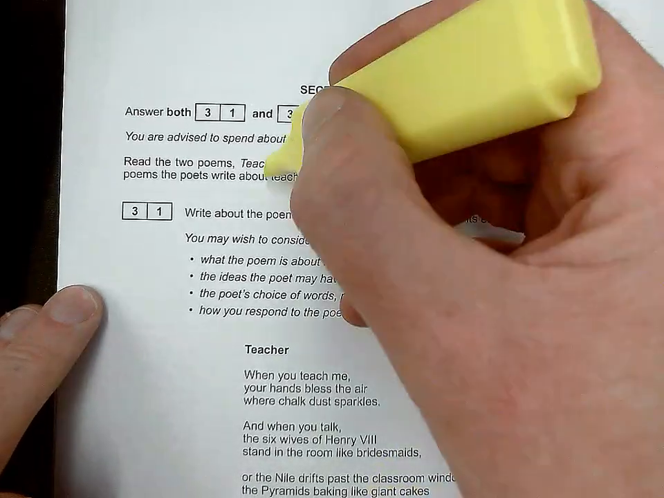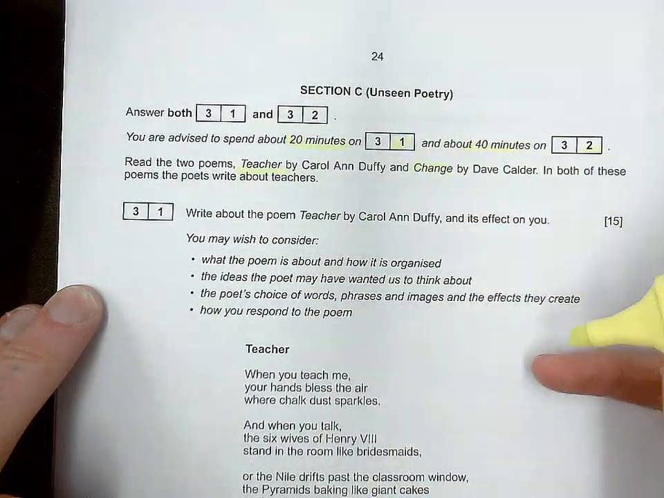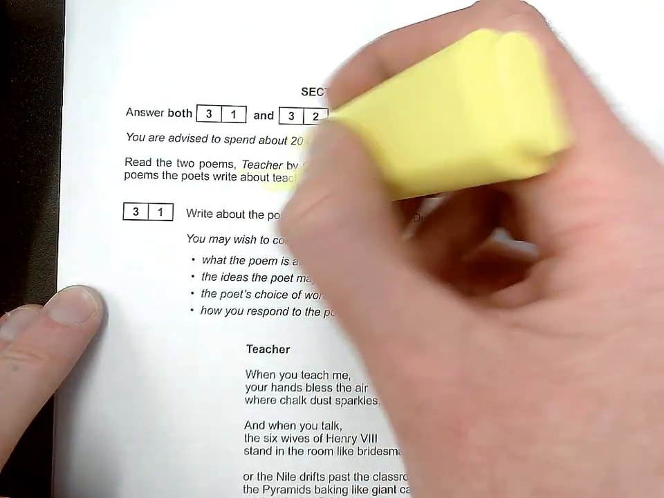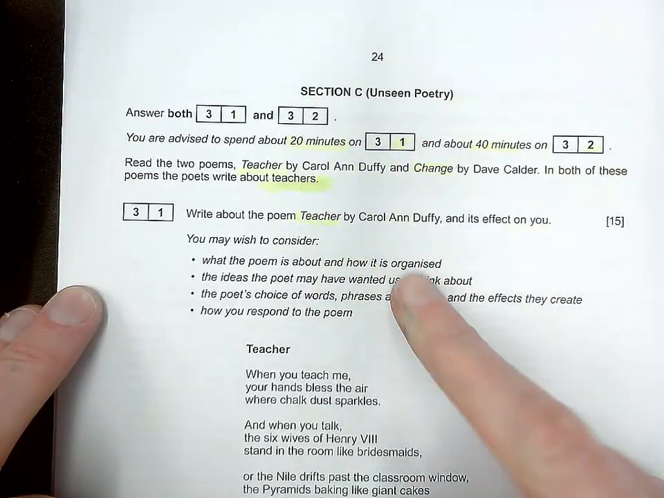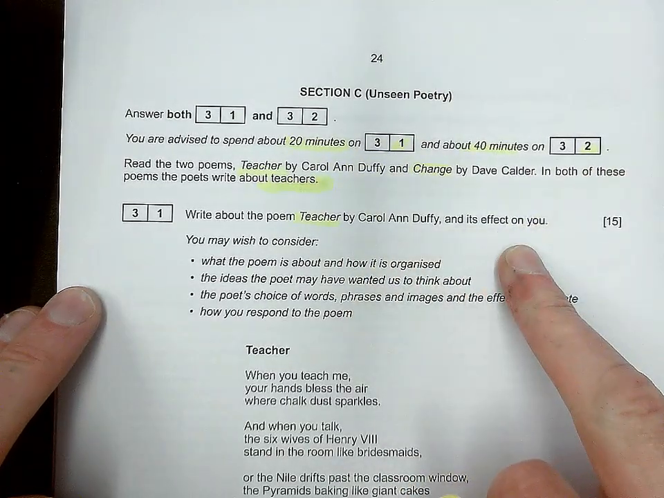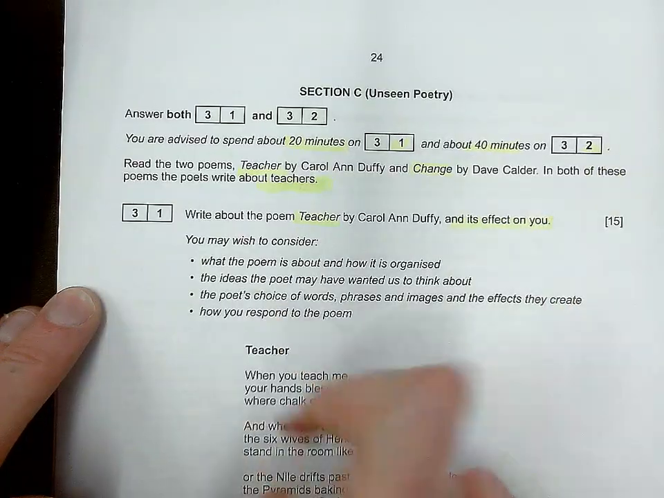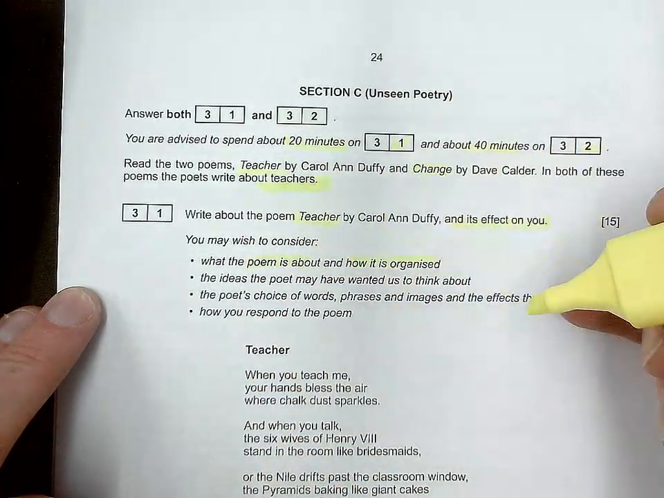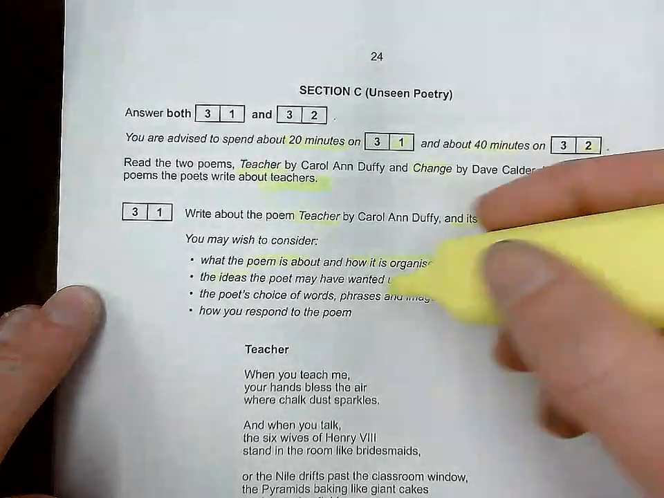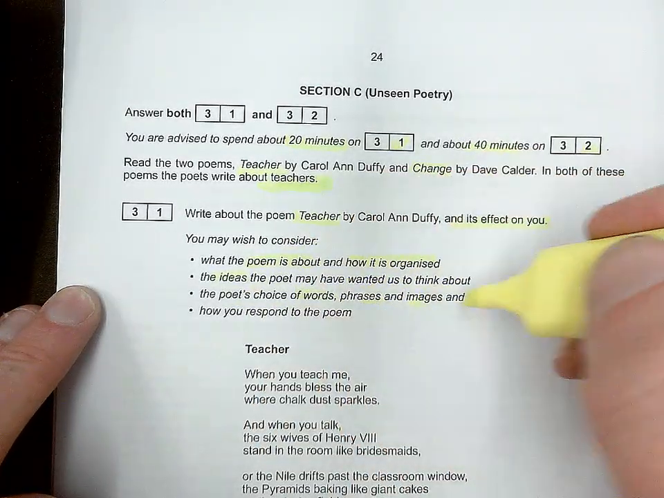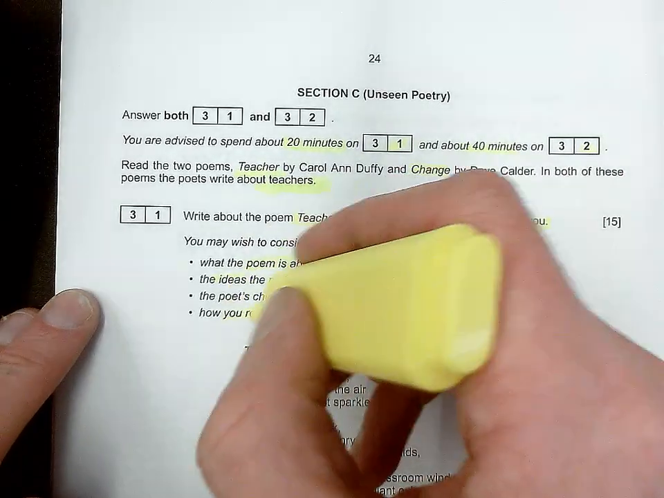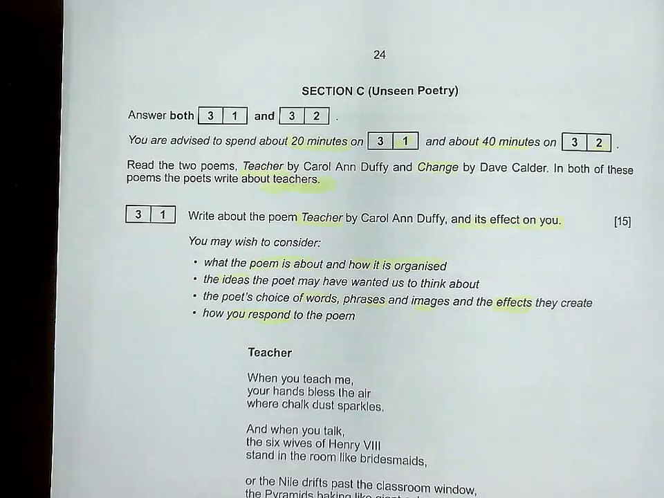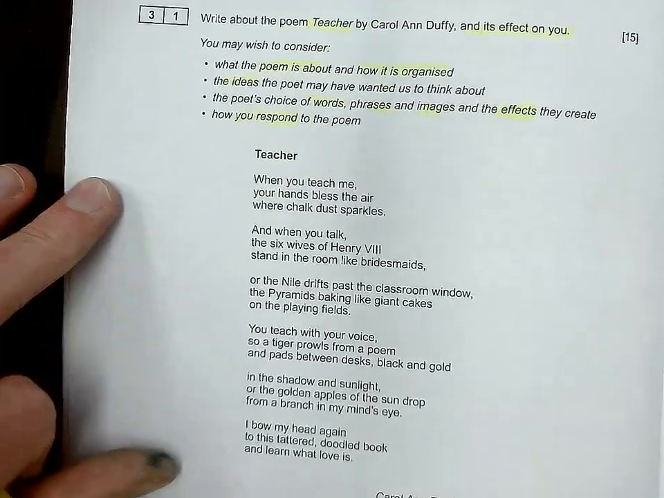In 2018, the poems Teacher and Change were both about teachers. Question 1 said, write about the poem Teacher by Carol Ann Duffy and its effect on you. You can consider what it's about, how it's organised, the ideas in the poem, their choice of words, phrases, images, and the effects of those images, and how you respond to the poem. Now remember, you'll only have 20 minutes.